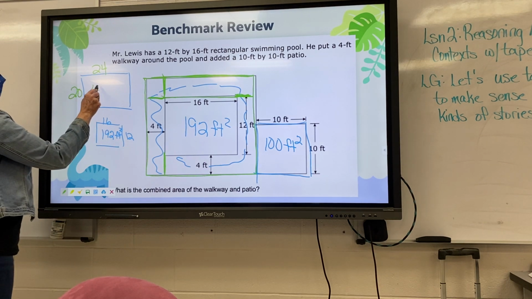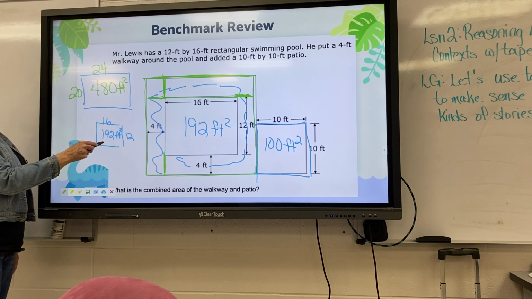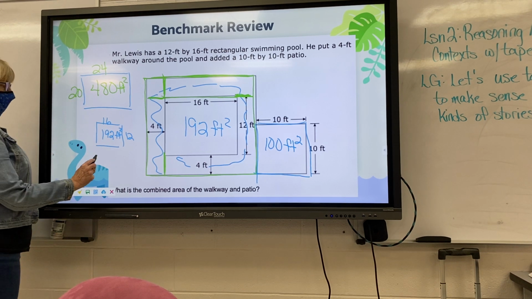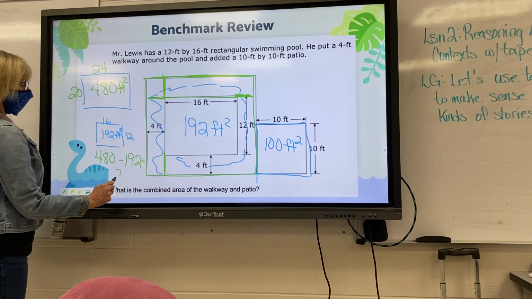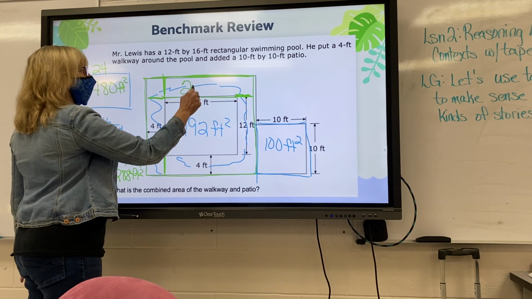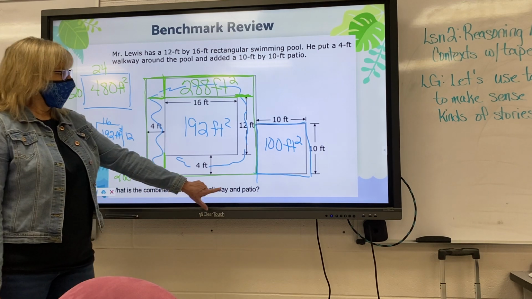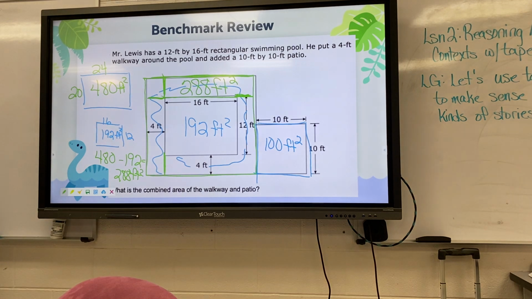480. So you told me I am going to take this area, subtract out that area. So what do you get when you subtract those two? 288. Uh-huh. So that means the walkway has an area of 288 feet squared. We want the walkway and the patio, so our answer is going to be 388 feet squared. Okay?